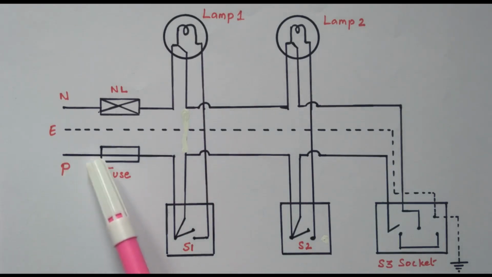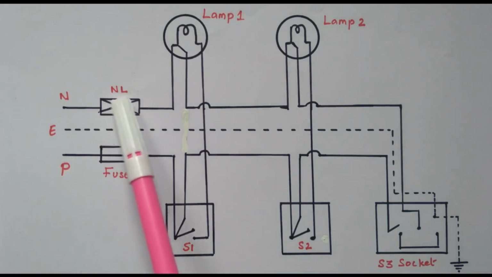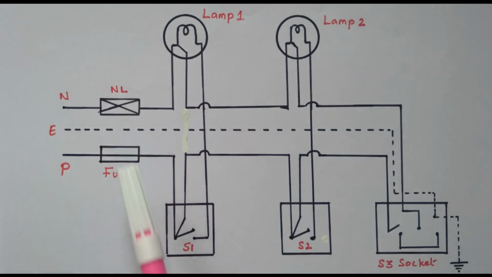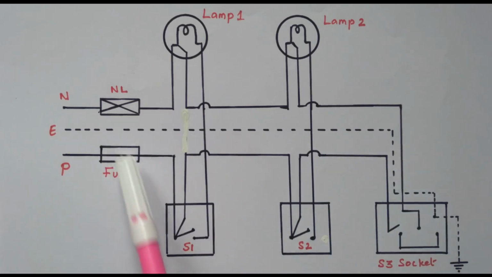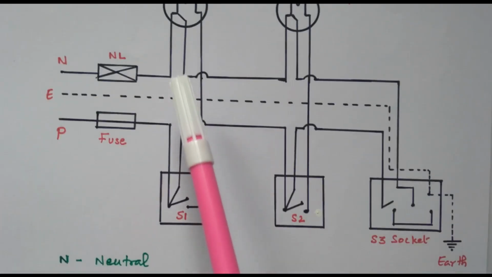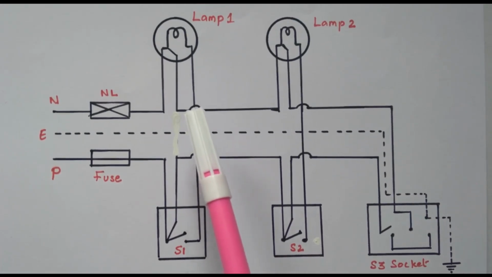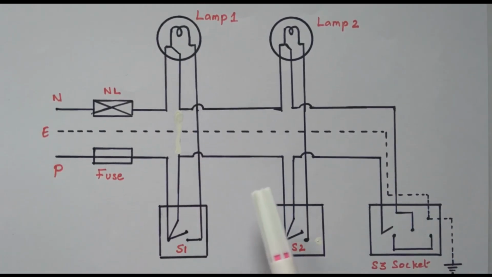Now we will go to the phase. This is NL, meaning neutral line. The phase is connected through the fuse. If any excess current is there, this fuse will blow and will protect lamp 1 and lamp 2 as well as the socket. The entire circuit is protected by this fuse.